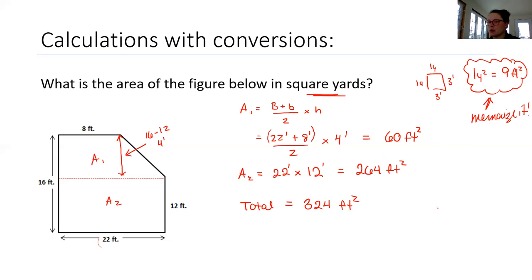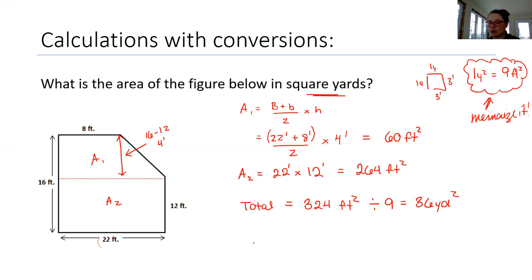So we have feet, we want to get to yards. Normally when we have feet and we want to get to yards, we divide by 3. So we are going to divide by the 9. We divide by 9, we get 36 square yards. Okay, so we're dividing by 9. 9 is the same as 3 squared.